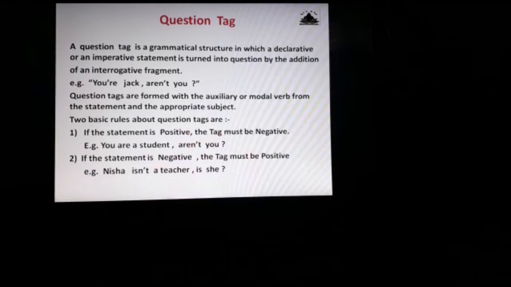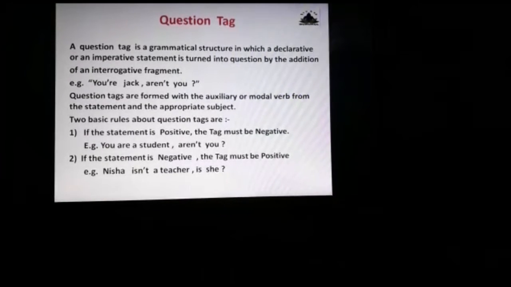A question tag is a grammatical structure in which a declarative or an imperative statement is turned into a question by the addition of an interrogative fragment. So what is a question tag? It's a grammatical structure in which a declarative or an imperative statement, and now we know what a declarative and imperative statement is, is turned into a question by the addition of an interrogative fragment. Let's see the example: You are Jack, aren't you?